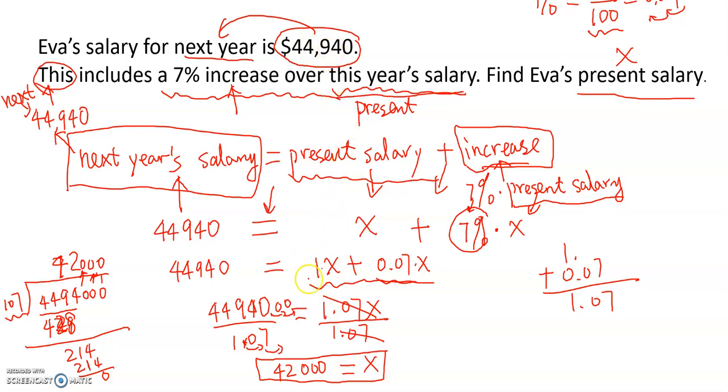And you can also plug in 42,000 times 7%. When you do 42,000 times 7%, 0.07, that gives you a $2,940 increase. So that's the increase in dollar amount. So be very careful here when you do this homework question.